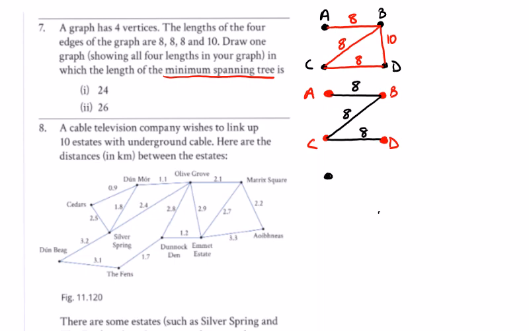And then the second one they want is 26, so we need a 10, an 8, and an 8. So we connect the 10 first, and then we have 2 8s going this way. That's a 26, so just really easy question. A, B, C, and D. There are 2 potential graphs.